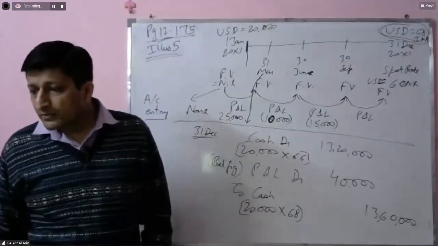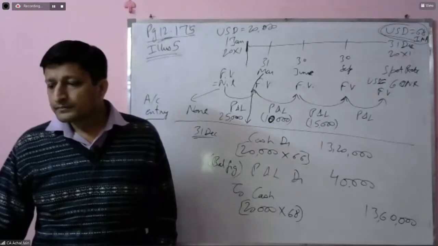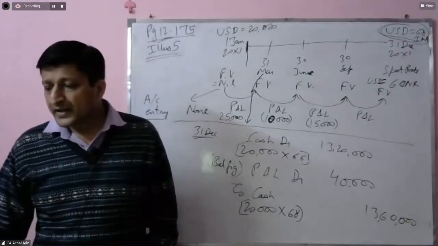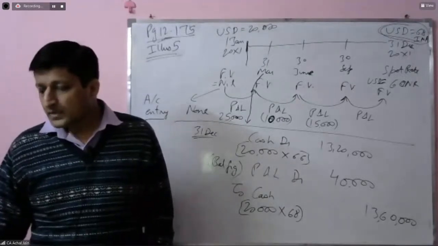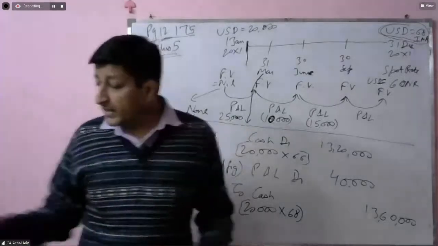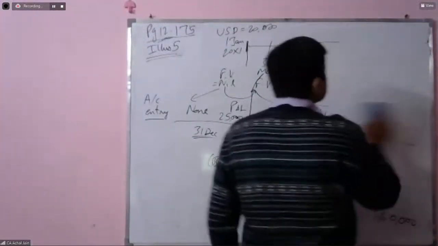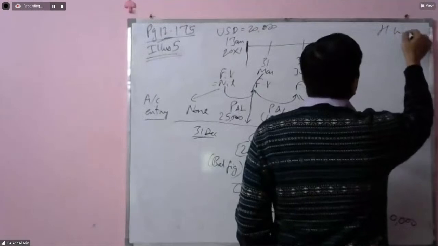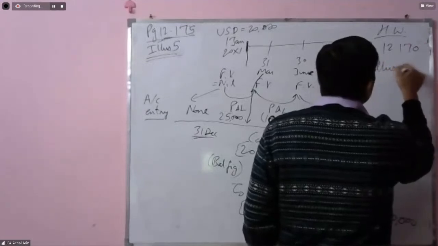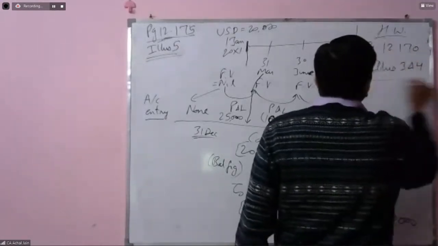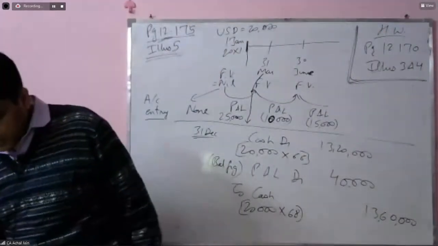And for following this principle, I can give you some homework now. You should practice illustration number 3 and 4. This is page number 12.170. So I'll just clear this part. Your homework, page number 12170, illustration 3 and 4. This is your homework, please.